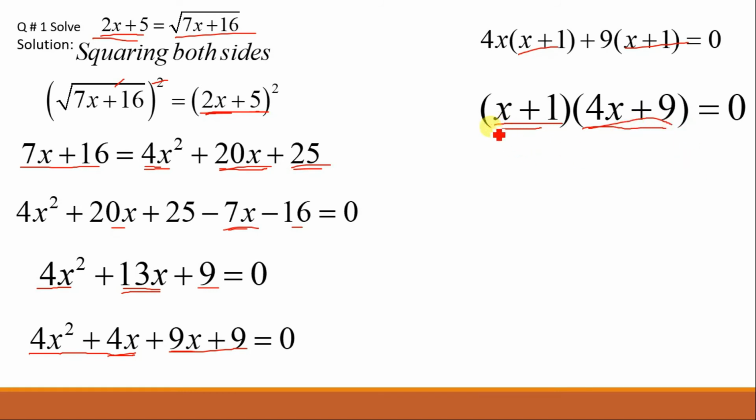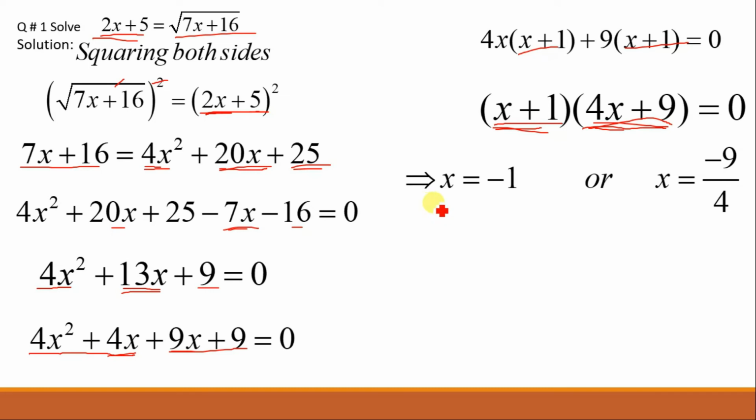So we shall put x + 1 = 0 and 4x + 9 = 0. If we put x + 1 = 0, we have x = -1, and if we put 4x + 9 = 0, then 4x will be equal to -9, or x will be equal to -9/4.